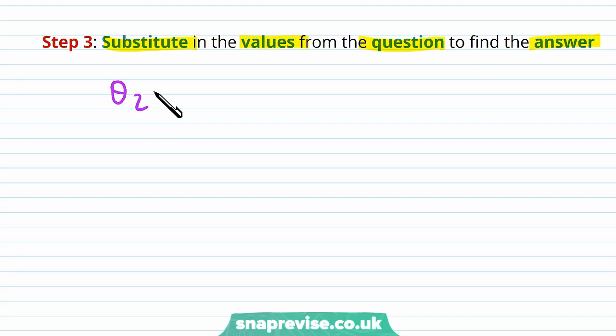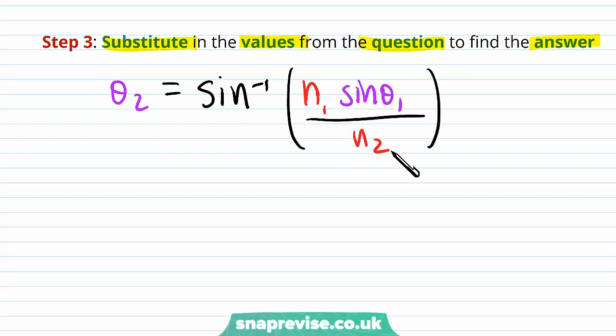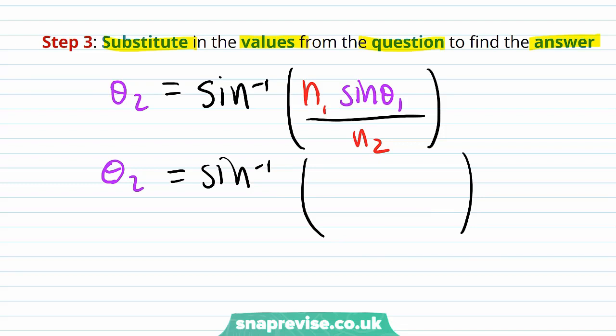So theta 2 is going to equal sine to the minus 1 of n1 sine theta 1 divided by n2. So now we can just substitute in our values. So theta 2 is going to equal sine to the minus 1. So we said our first medium is air. So we're going to approximate the refractive index of air as 1. So we've got 1 multiplied by sine of the angle of incidence, and the angle of incidence is 58 degrees. We've calculated this. And we then need to divide by the refractive index of the second medium, which is 1.47.